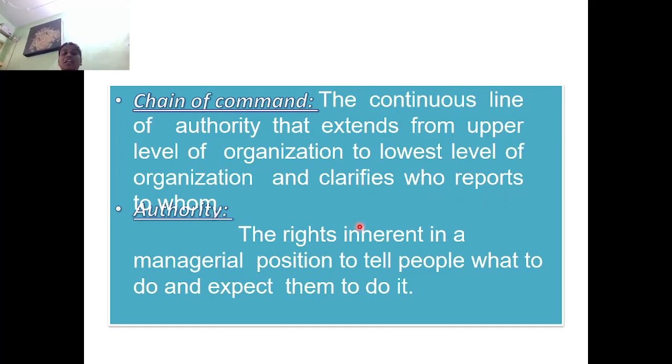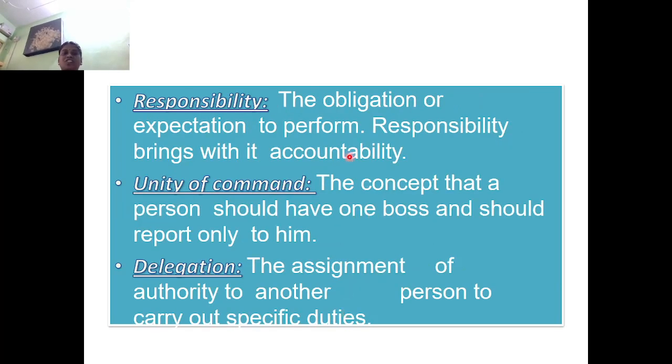Next, authority: the right inherent in a managerial position to tell people what to do and expect them to do it. Next, responsibility: the obligation or expectation to perform, for whom, what work, and how much you are accountable. Responsibility comes with accountability. Next, unity of command: the concept that a person should have one boss and report only to him. Delegation: the assignment of authority to another person to carry out specific duties.